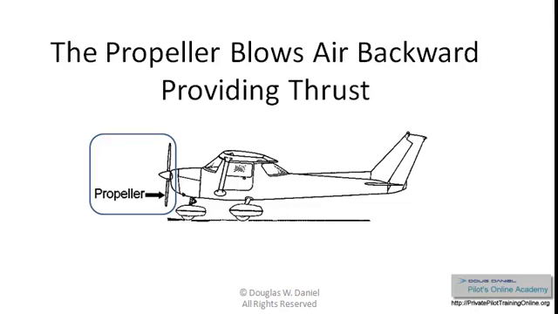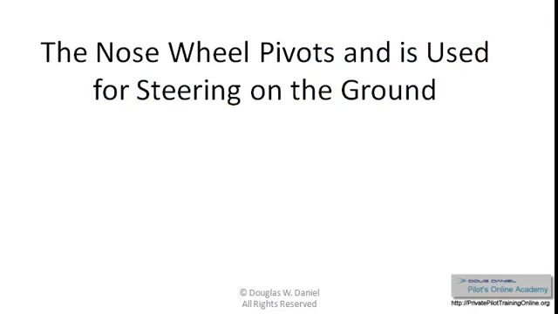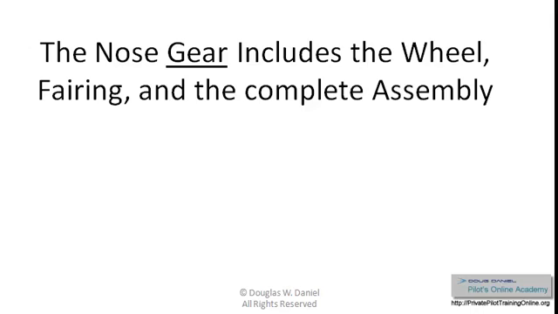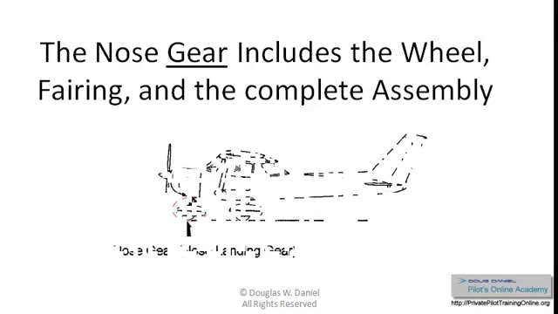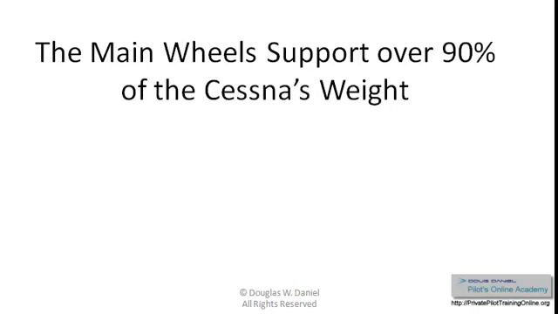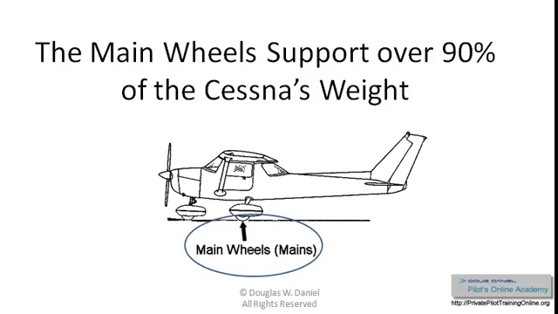Forgive me for going through terms that you already know, but it was hard to decide which ones to leave out. The nose wheel pivots and is used for steering on the ground. The nose gear is a term that includes the wheel, the fairing, the nose wheel strut, and the whole complete assembly. The main wheels support over 90% of the Cessna's weight, also called the mains.